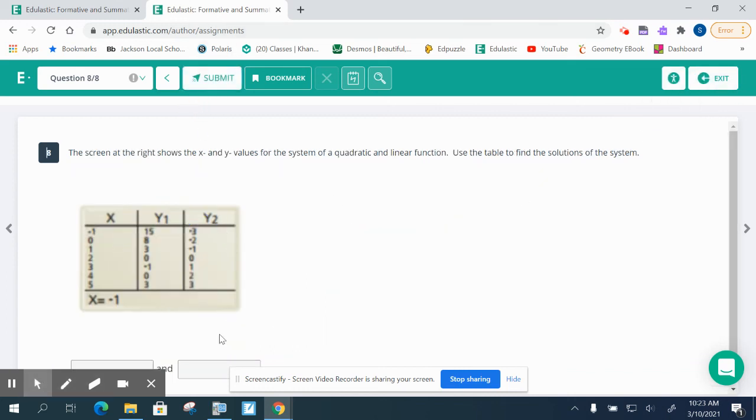Now, number 8 is actually pretty easy. You're looking for where the y's are the same. So when did they have the same y values? So here, well, one of them is at 2, 0. So for one of my answers, I would just write 2, 0. Okay, so you can find the other one, write that as the coordinate.